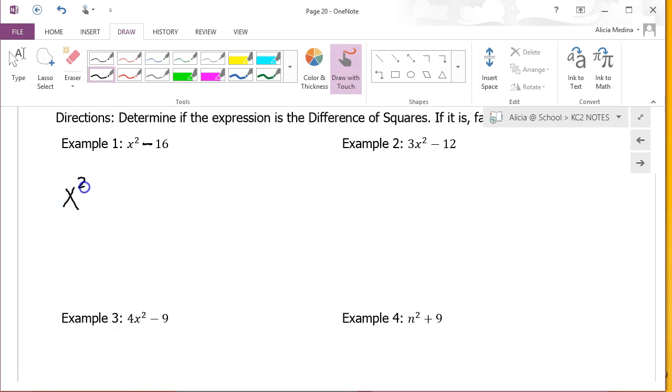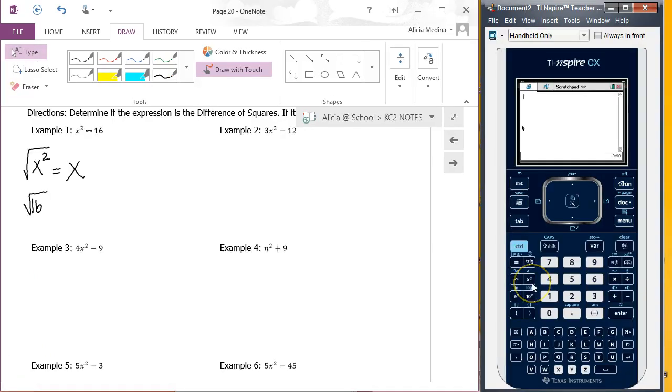So if I have x squared, bring that down, I want to take the square root of that. Well, the square root of x squared is just x. Do the same thing with the other term. Square root of 16. Now if you forgot perfect squares, you can go ahead and plug that in your calculator. Quickly checking the square root of 16, I'm going to press Control and then x squared, and that's going to give me that radical sign. Type in 16, and I do get 4. So what that tells me then is that 16 is a perfect square because my answer is 4.